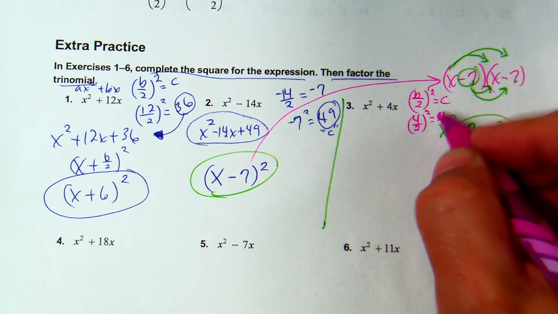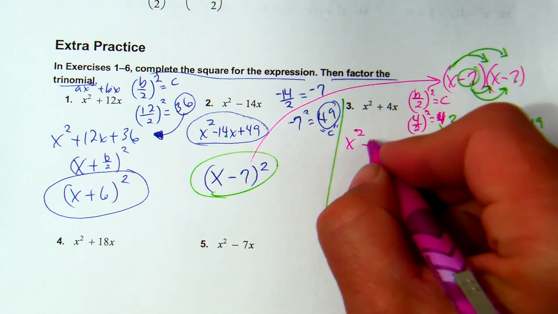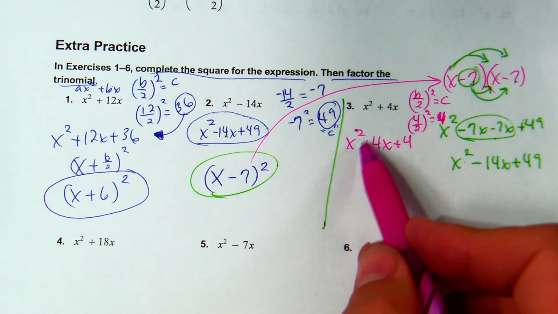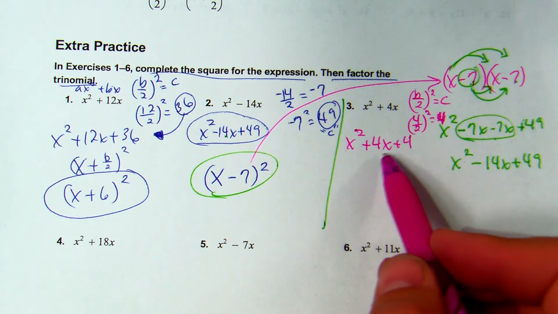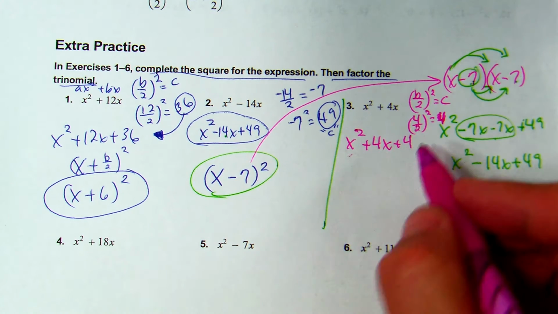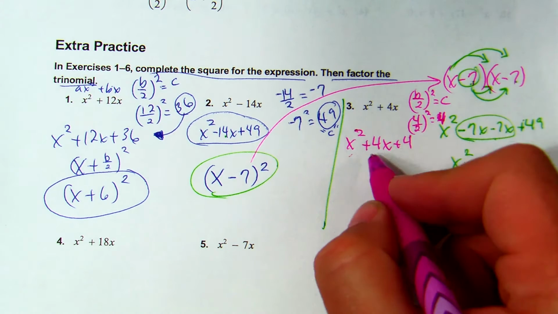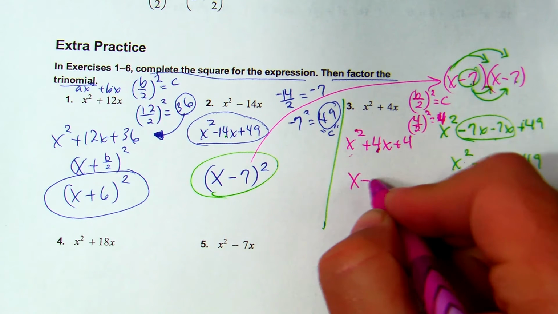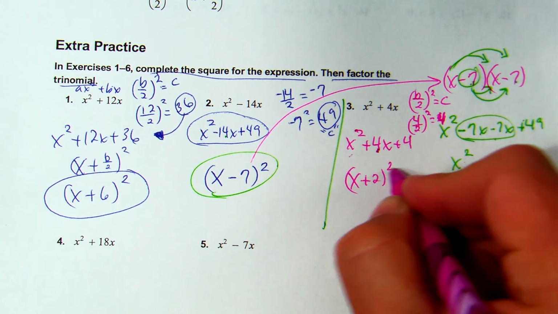2 squared is 4. So now x squared plus 4x plus 4 is my trinomial, right? The quadratic expression of a perfect square. We've completed the square. And if I take this, divide this by 2, then I'm going to get my term that I add to x to square.